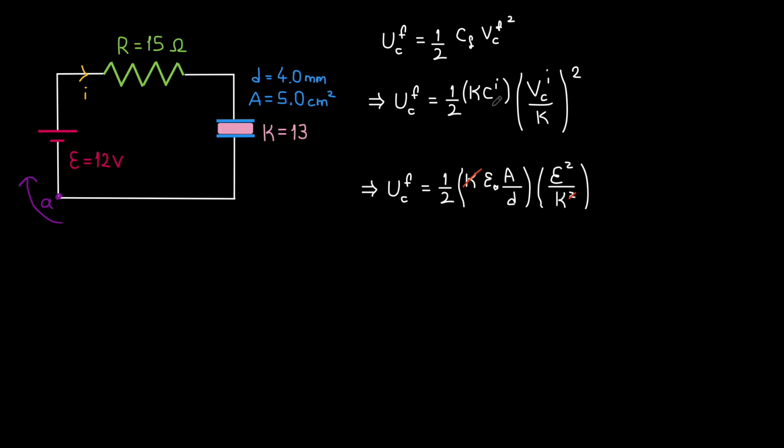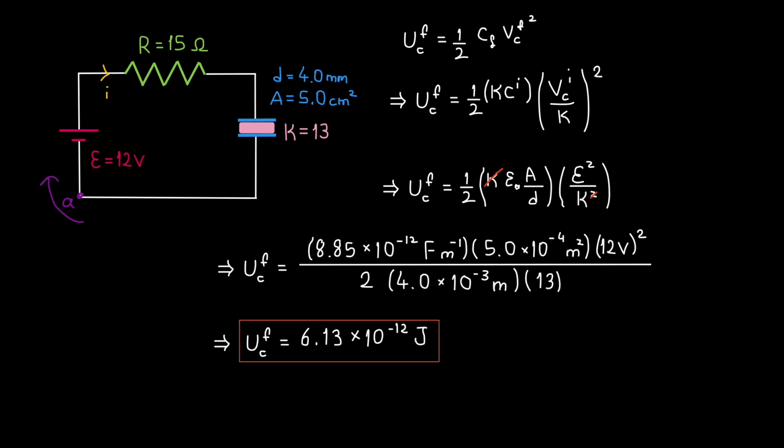And also for the capacitance, because the value is not given, we have epsilon 0 times the plate area divided by the plate separation. Now I have a factor of K in the numerator and a factor of K squared in the denominator. Those simplify, so I only get one factor of K in the denominator. In the next step, let's plug in the numbers and calculate the numerical value for the potential energy. After the numerical substitution, we get 6.13 times 10 to negative 12 joules, or 6.13 picojoules, for the energy stored in the capacitor right after the dielectric was inserted.